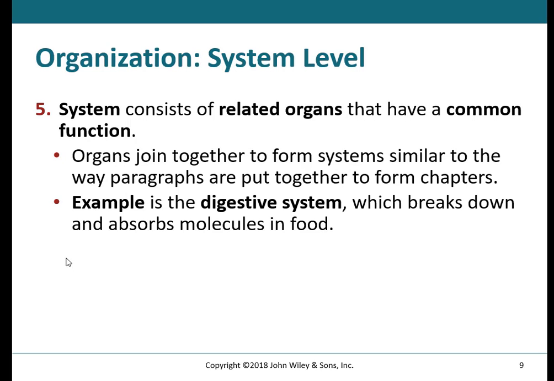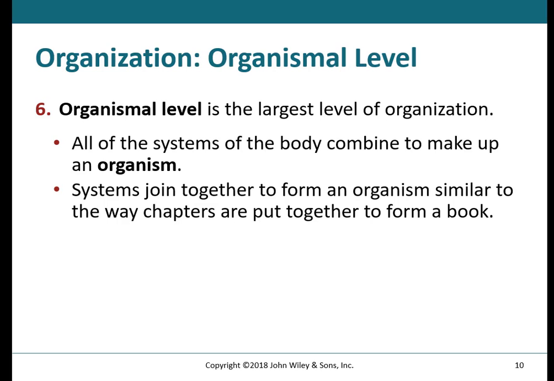Systems are related organs with a common function. And again, the example here, so digestive system, cardiovascular system, urinary system, reproductive system. And then the organismal level is the largest level, and that's all the systems combined to make an organism. Now, in this case, we're talking about humans. Okay, we might do fetal pigs or some other things. So this is only assuming that you have a multicellular organism.